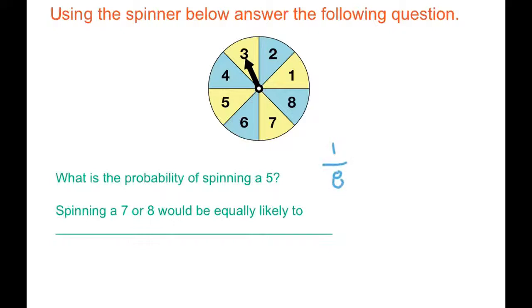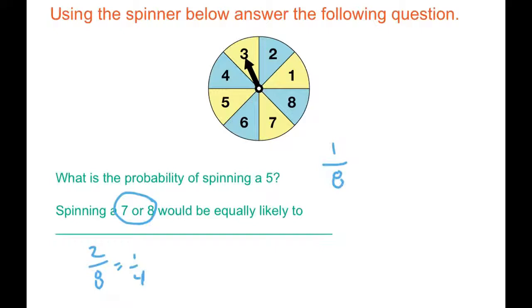All right, how about spinning a 7 or 8 would be equally likely to? Well, let's see. I need to know the probability of spinning a 7 or 8 because equally likely means two events that have the same probability. So spinning a 7 or 8, there is one 7 and one 8 on there. That's two numbers out of 8 altogether, so that's a 1/4 probability. So I need to find something else that would be a 1/4 probability.